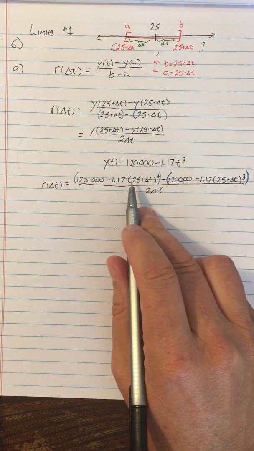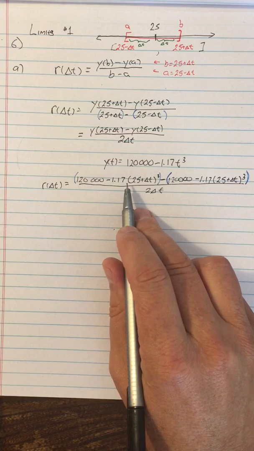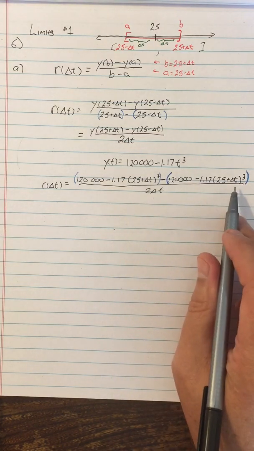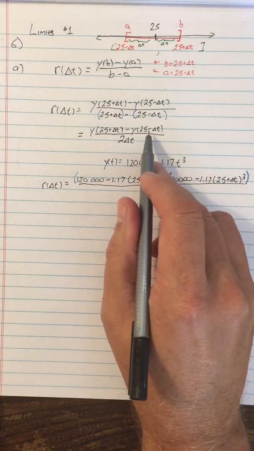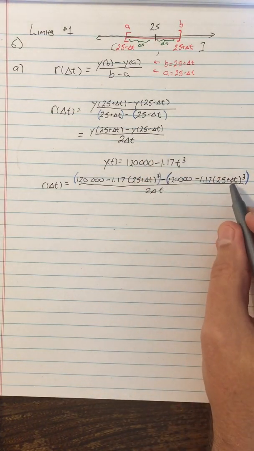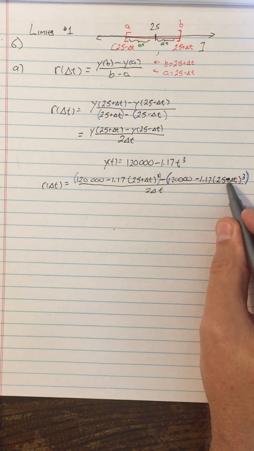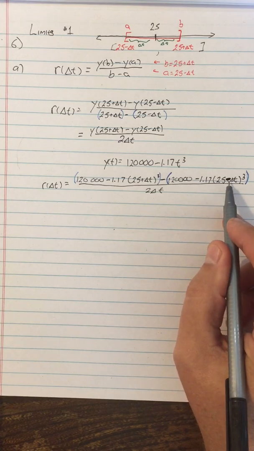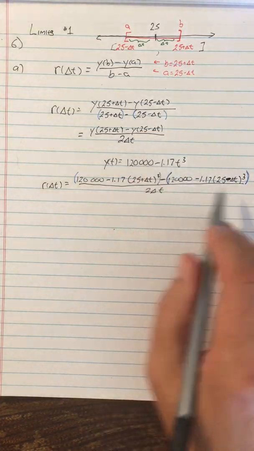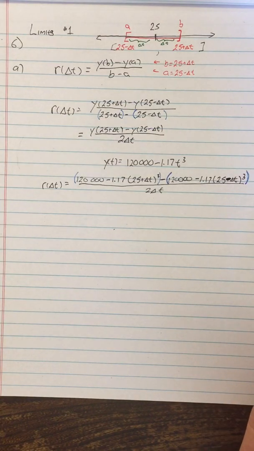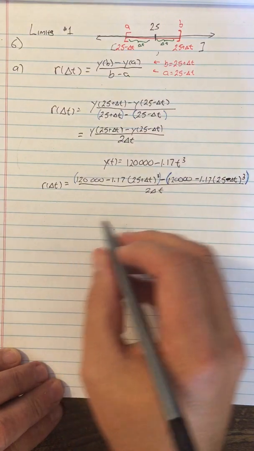I can't cancel out the negative 1.17 times 25 plus delta t cubed, because this one, ooh, it's a good thing I caught that before it went farther. The minus delta t, this is supposed to be 25 minus delta t. Maybe you caught that while you were going over this on your own. So that's actually minus delta t right there, because that's why I have 25 minus delta t. So that's the reason why we can't cancel out the 1.17 terms. All right, but we can cancel out the 120,000.